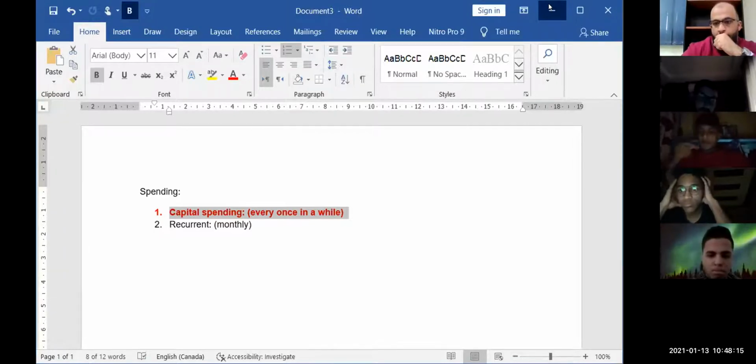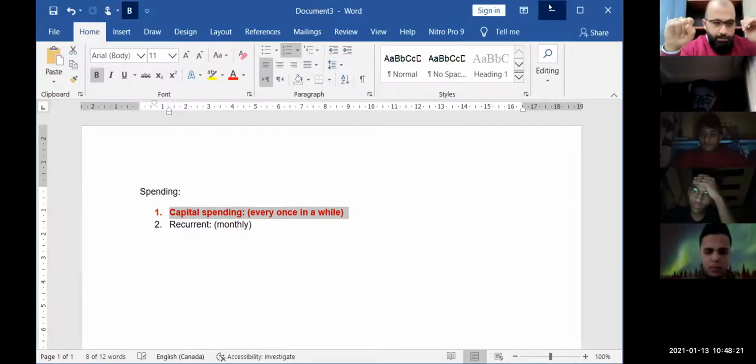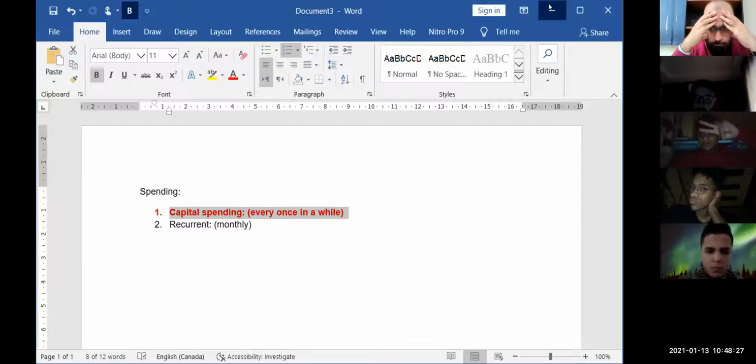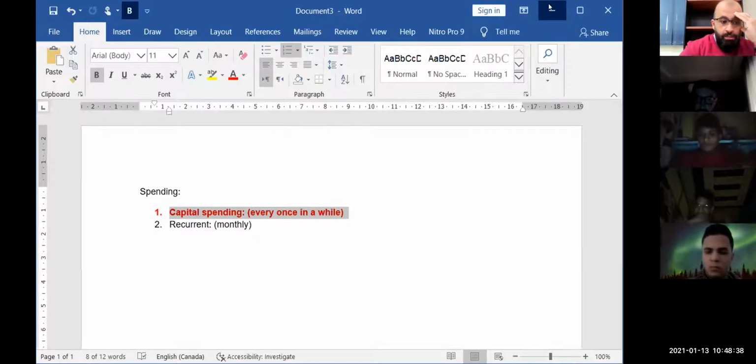So how many long-term sources of finance do we have? I want to hear your voices. Three: debentures, long-term bank loans, and shares. Go ahead, Omar Reda.